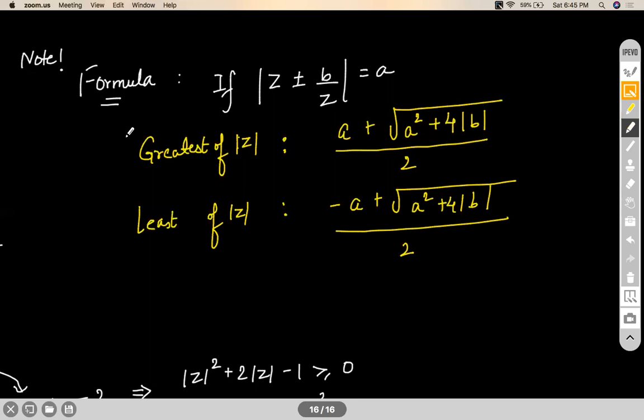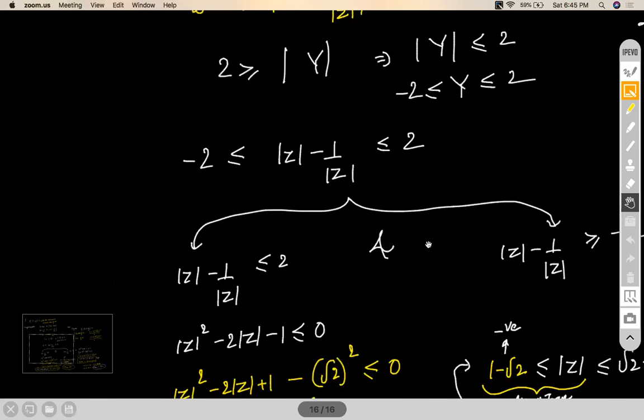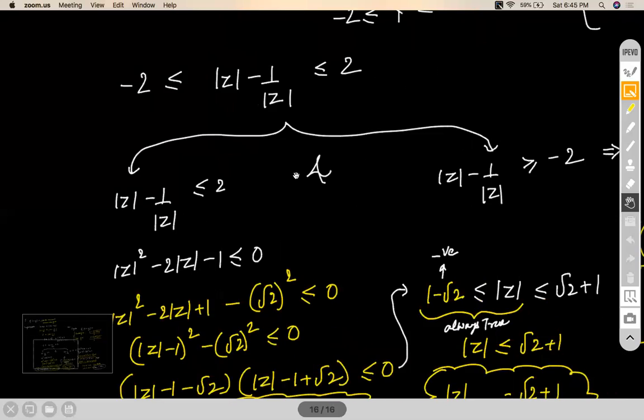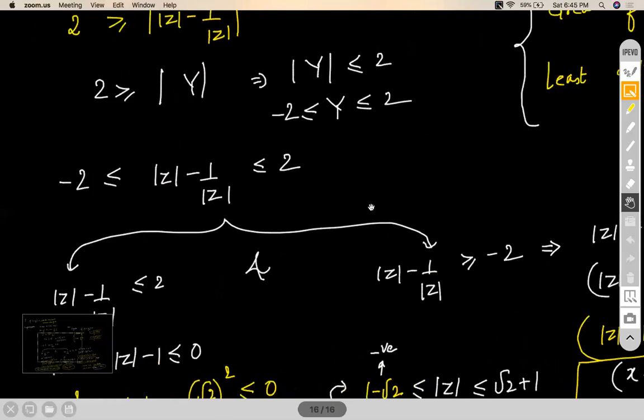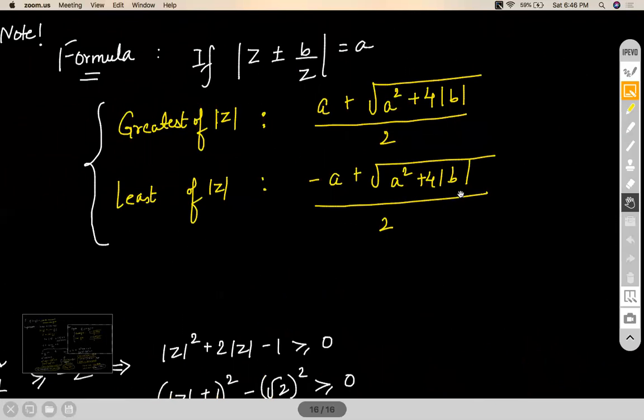However, if you want to know the genesis of this result, the genesis of this result is exactly what I did in front of you. You just have to write it in terms of a and b, and you'll find these two results. So please make a note of it.